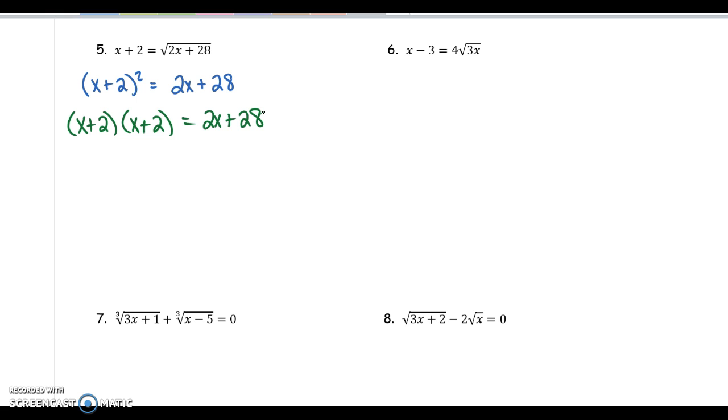Now you can double distribute. X times x, x times 2, 2 times x, 2 times 2, combine your like terms, or use the factoring trick backwards. The first term is x squared. The middle term, you add those two numbers together. What is 2 plus 2? So our middle term is 4x. The last term, multiply those two numbers together. 2 times 2 is 4.